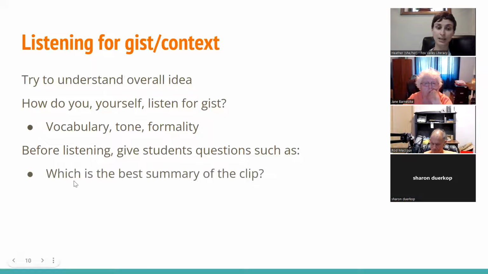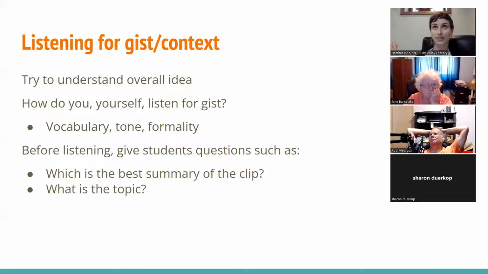So for example, which is the best summary of the clip? And then maybe you give two very simple sentences. In the story, a boy and his dog went to the beach. In the story, a girl and her cat sat in the sun, right? So that gives your student a little preview and gives them a clue of what to listen for.